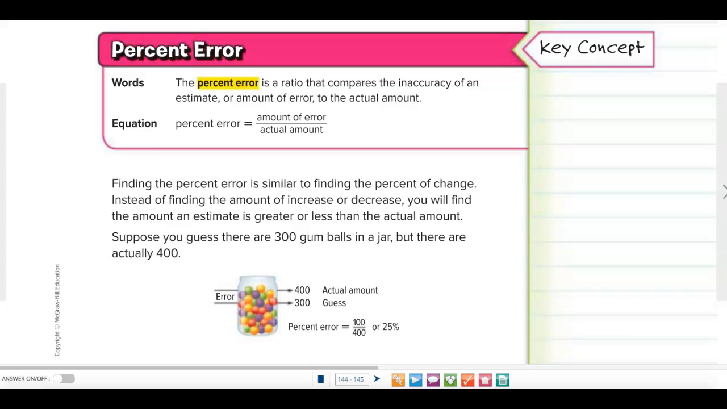Percent error is a ratio that compares the inaccuracy of an estimate, or amount of error, to the actual amount. So now we're going to be putting the amount of error on top, and we're going to divide by the actual amount. Down here we have a jar of gumballs, and suppose you guess there are 300 gumballs in the jar, but there's actually 400.